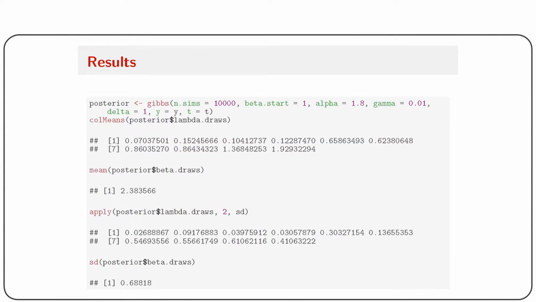Now see the results. The posterior, say Gibbs with n simulation 10,000, starting beta 1, alpha 1.8, gamma 0.01, delta 1, then y equals y, t equals t. Then the column sum of the posterior lambda draws is this, and the estimate of the beta is this. Just get the mean of the draws, then it will be beta. Then apply the standard deviation to calculate the standard deviations. You can just use the function apply on the posterior lambda draws to get column-wise standard deviations. That will give you the standard deviation for lambda, and this is the standard deviation for beta. That is the empirical standard error of the estimate.